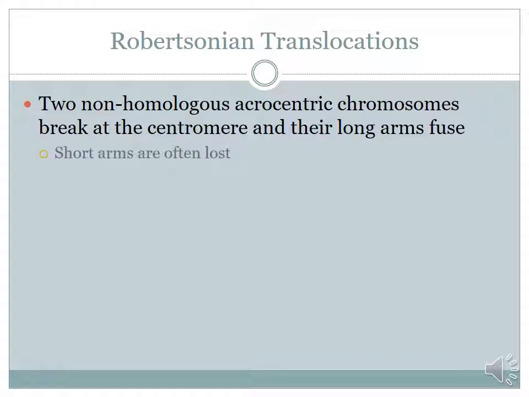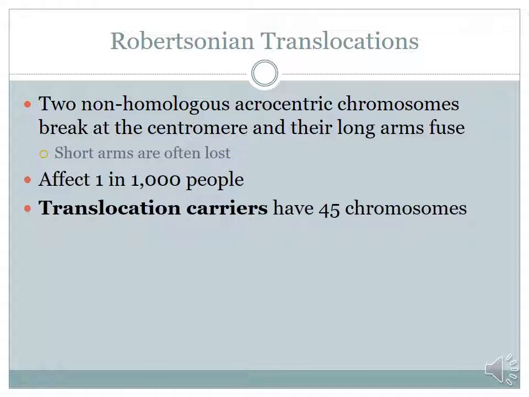If you look at the Robertsonian translocation, 2 non-homologous acrocentric chromosomes break at the centromere and their long arms fuse. The short arms are often lost. This affects about 1 in 1,000 people. The translocation carriers have 45 chromosomes, and they produce unbalanced gametes.